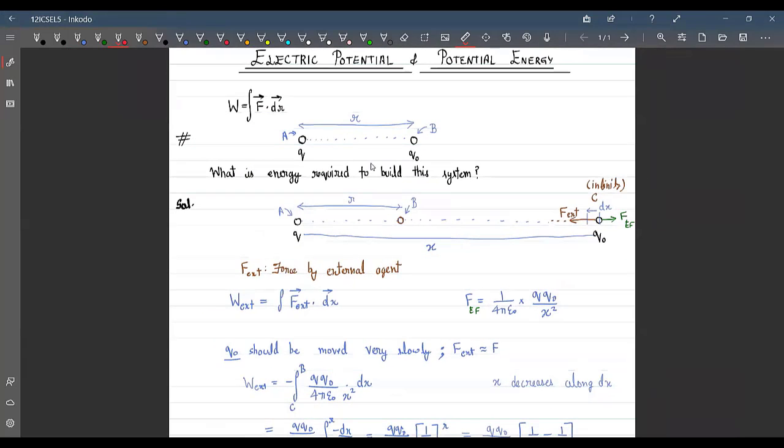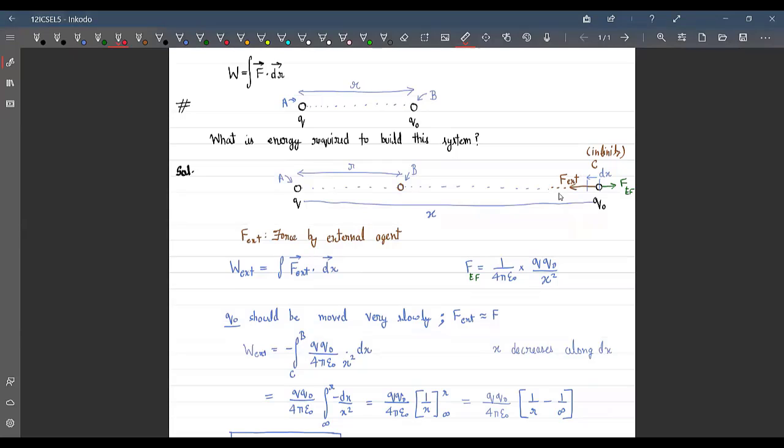Okay, I'll go through all the things again. You want to build this system. To build this system, you need to bring two charges at a distance r. Bringing the first charge does not take any effort. But bringing the second charge from infinity to point B, you'll have to push the charge from point C to point B. So you are an external agent here. The external agent will be resisting the force by the electric field. But I want to do this very slowly, because the charge should not move fast. The charge should be moved very, very slowly. It should not gain any kinetic energy. So the force by the external agent is approximately equal to the force by the electric field.